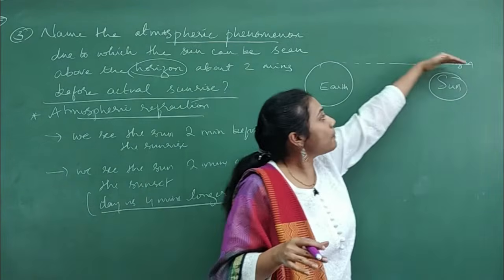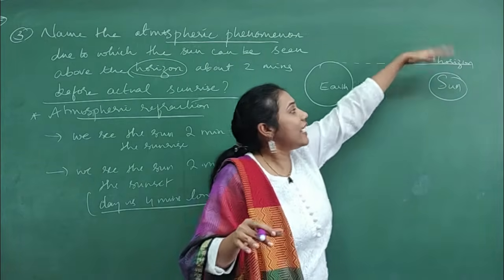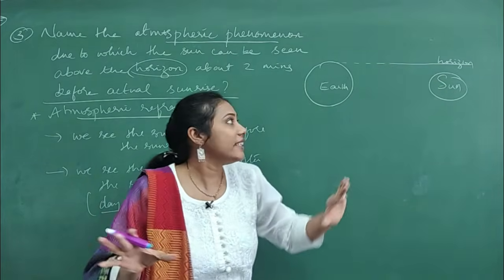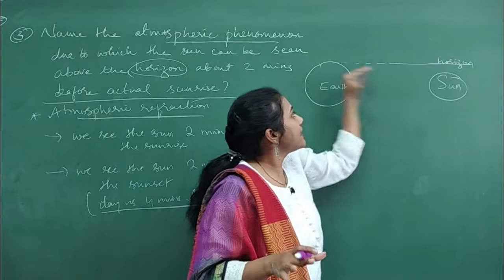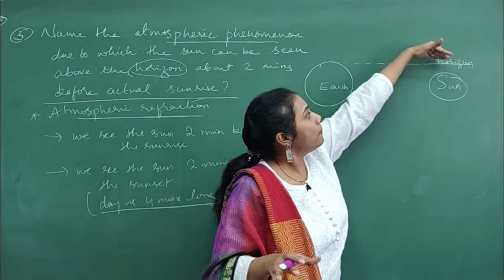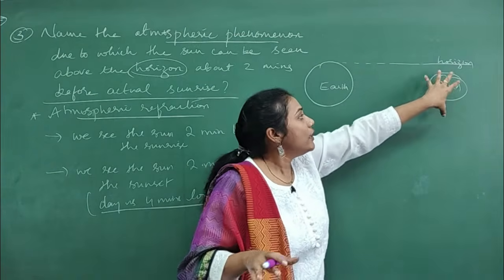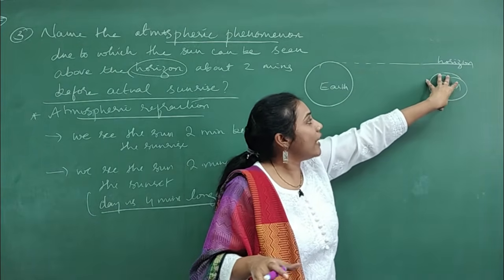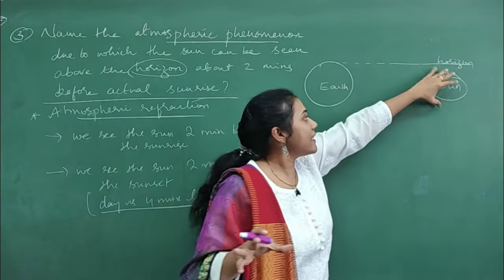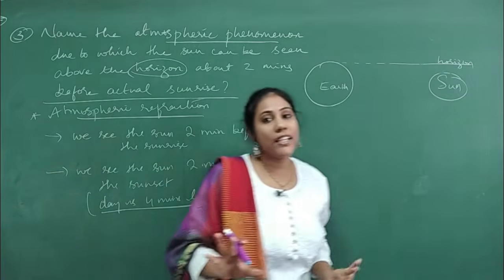So horizon is a point where earth and sky are separated. This is the sky. This is the earth. So the point where earth and sky are separated is called horizon. So the sun is below the horizon now. You will only see the sun when the sun comes above the horizon.